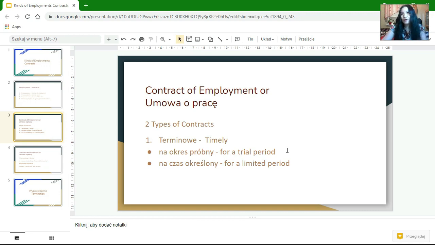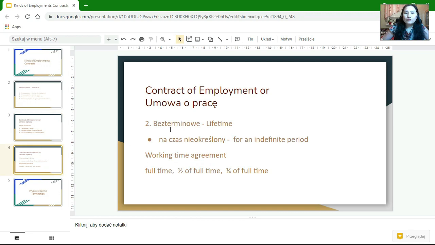It means you can have this kind of contract for 2 years and 9 months. Na czas określony for 30 months minimum, the law says. After that, you get the type of contract bezterminowy. This is a lifetime contract. They call it na czas nieokreślony, or an indefinite period contract.